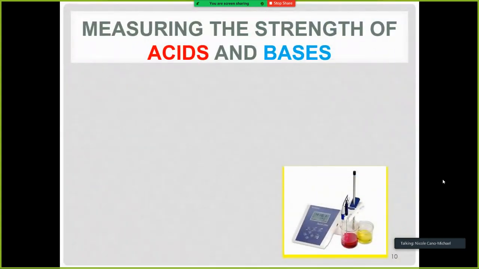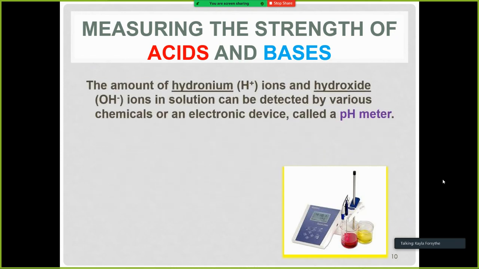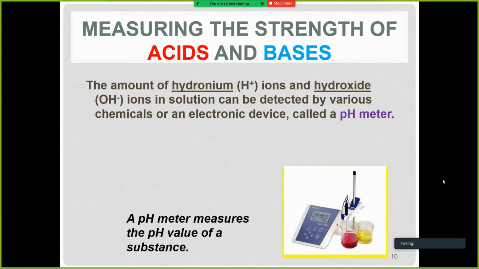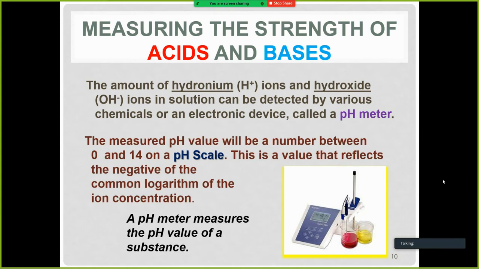All right, so how do we go about measuring the strength of an acid? How do we measure the strength of a base? Oftentimes we have to have these in some sort of container, because most of the time these are aqueous solutions, basically liquids. What we are actually measuring is hydronium, the hydrogen ions, and hydroxide, OH ions.